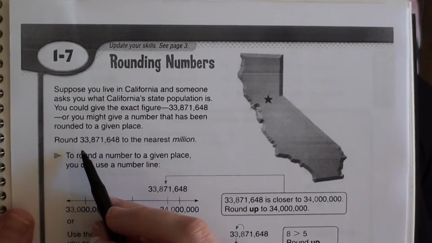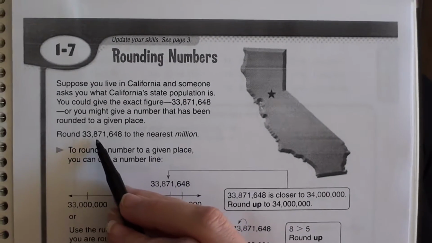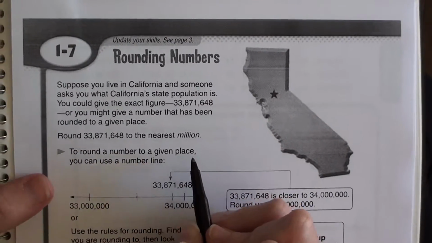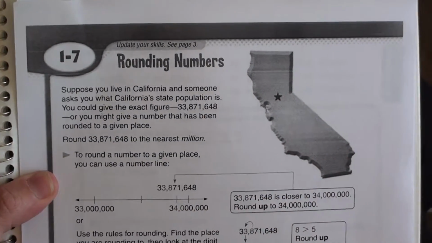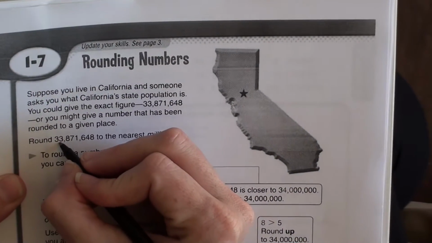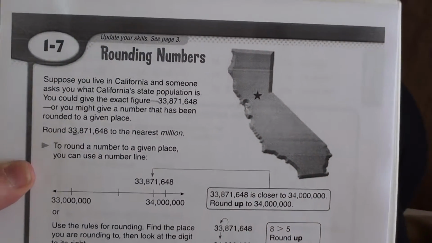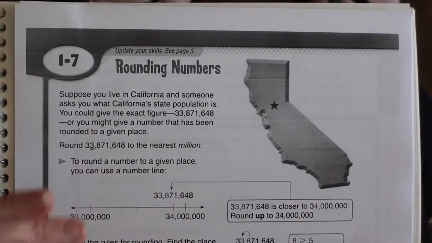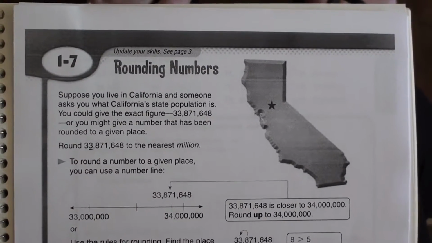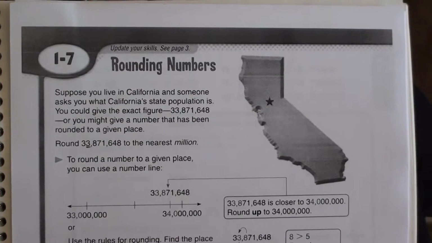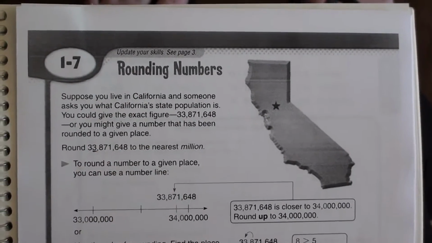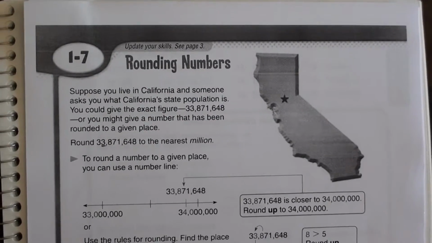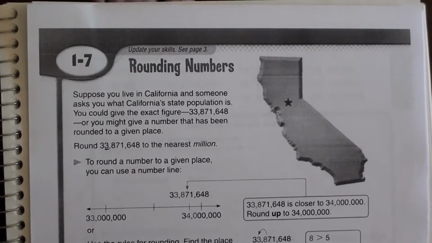So here it says 33,871,648 to the nearest million. So the one thing that I want you to do is underline the millions place, okay? Once you underline the millions place, that is the number that we are changing or keeping the same. That is the one that we're worried about. The one next door is just the one that's telling us what to do, okay?